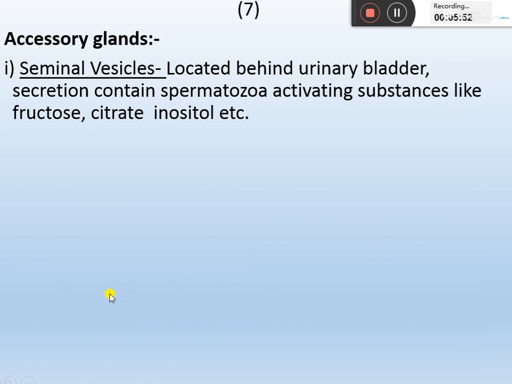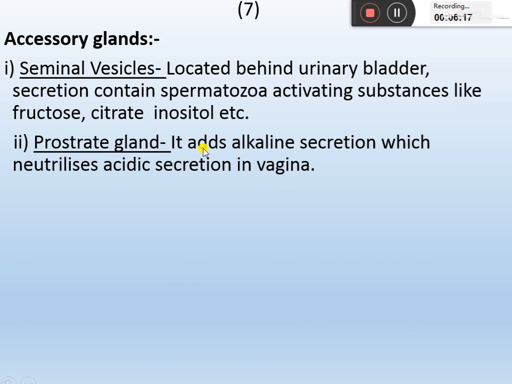There are certain accessory glands along with the main reproductive structure, the testis. These are the seminal vesicles, located behind the urinary bladder, and they contain some spermatozoa activating enzymes, fructose, citrate, inositol, etc., which provide energy to the spermatozoa.